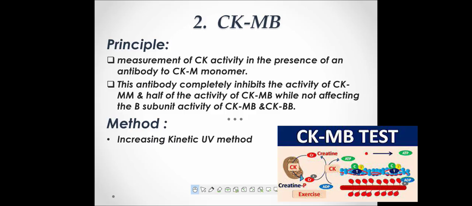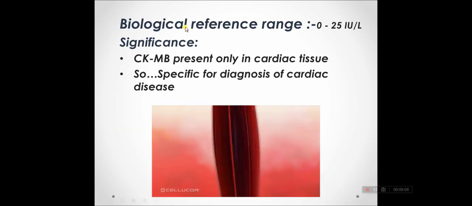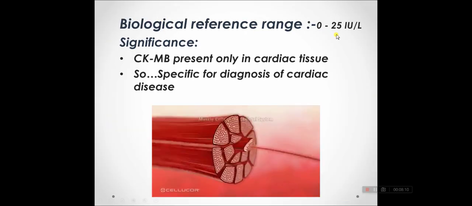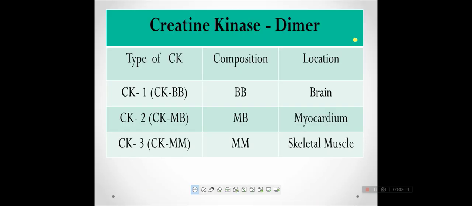What is the method of evaluating the CKMB? The method is the increasing kinetic UV method. Right. The normal range for this is 0 to 25 international units per liter. What is the significance? It is present only in cardiac tissues, so it is specific for the diagnosis of cardiac disease, and it rises 4 to 6 hours after a heart attack.